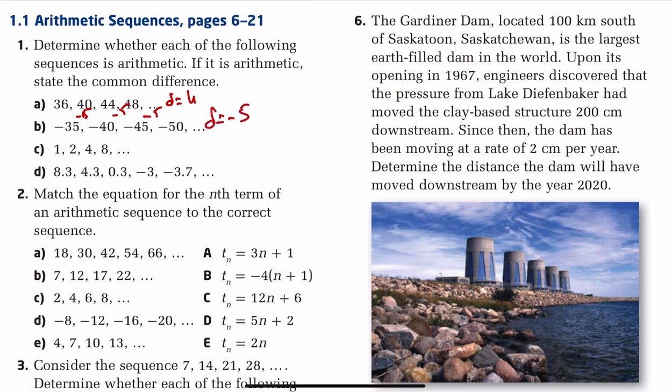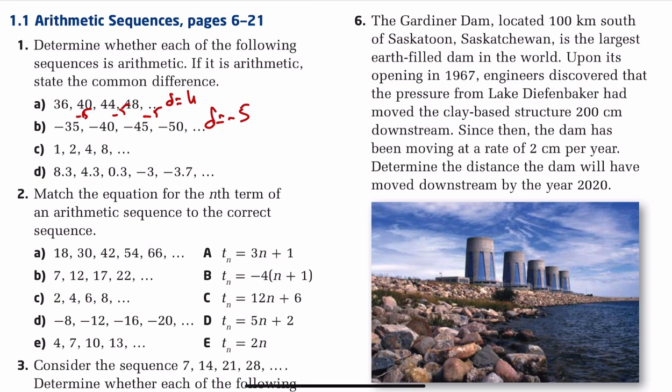For the third one, this one, 1 up to 2. So 2 minus 1 is 1. 4 minus 2 is 2. So no, it's not an arithmetic sequence, but it is a geometric sequence. If we times 2, it will give me 2 times 2 is 4, times 2. For number d, it is not an arithmetic sequence.